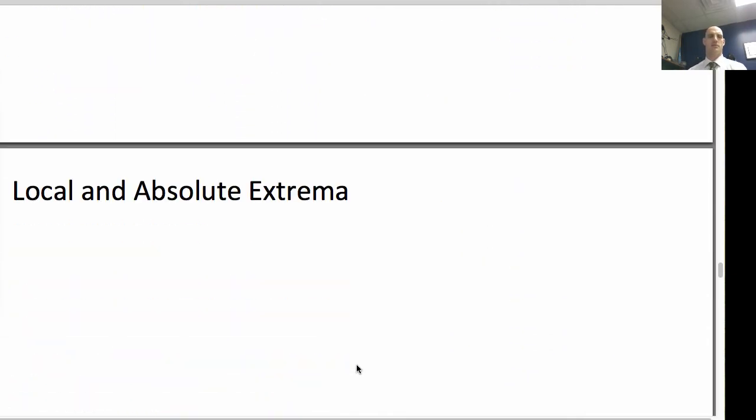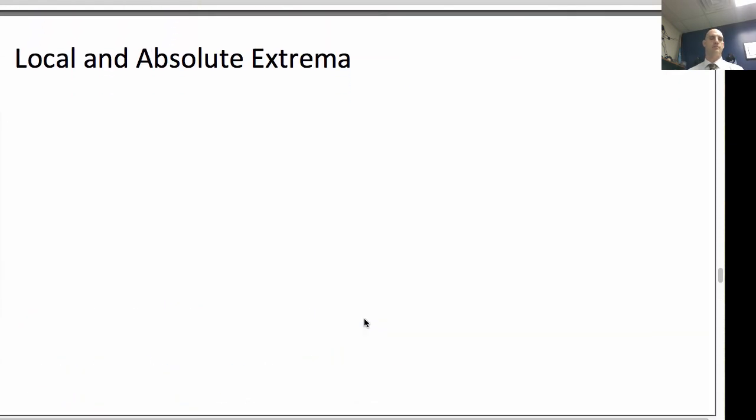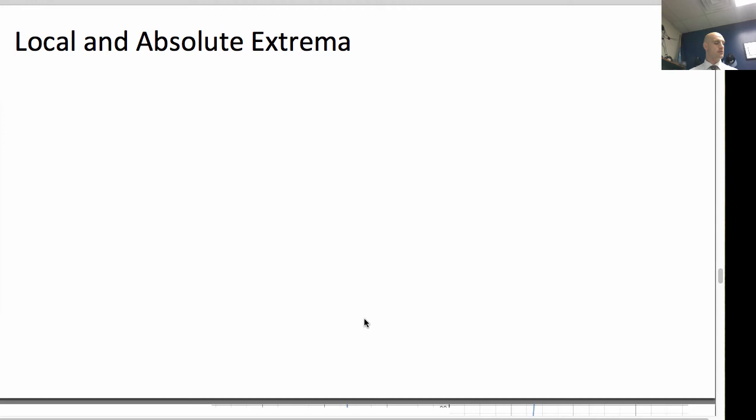That's boundedness, okay? Local and absolute extrema. Okay? Local and absolute extrema have to do with where the bumps in the graph are, okay?